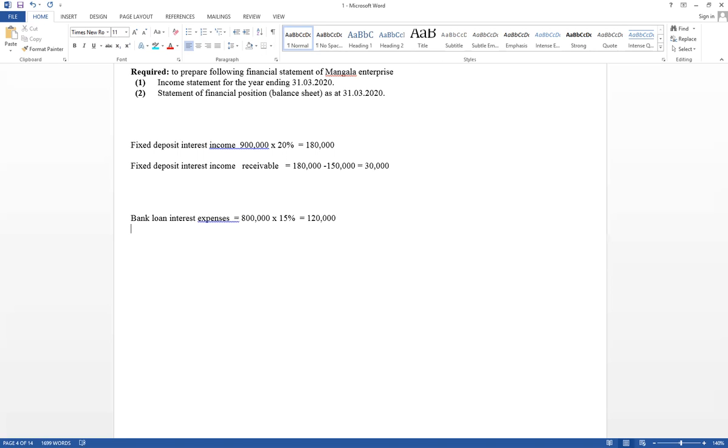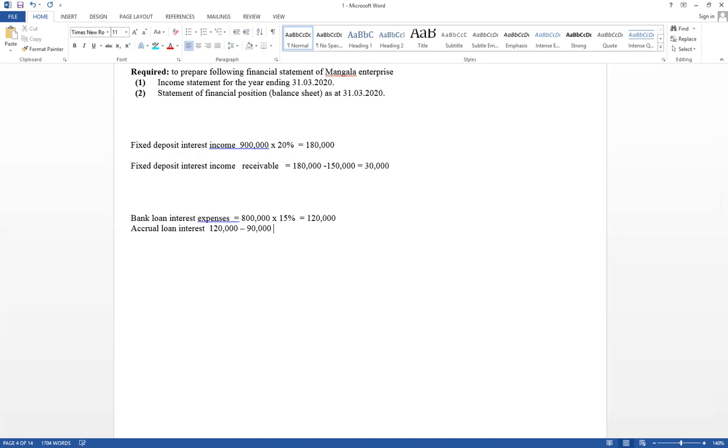But the trial balance has loan interest 90,000. Then accrual loan interest can be calculated. The difference value is not paid in cash. Accrual loan interest. The value 120,000 is what should be considered as expense.